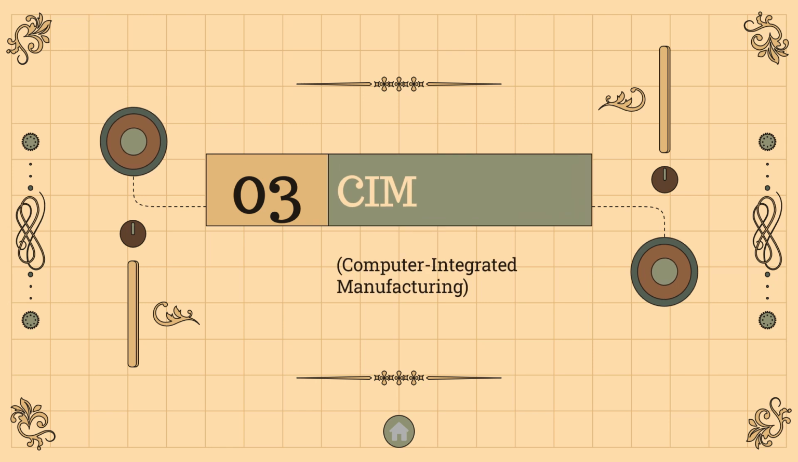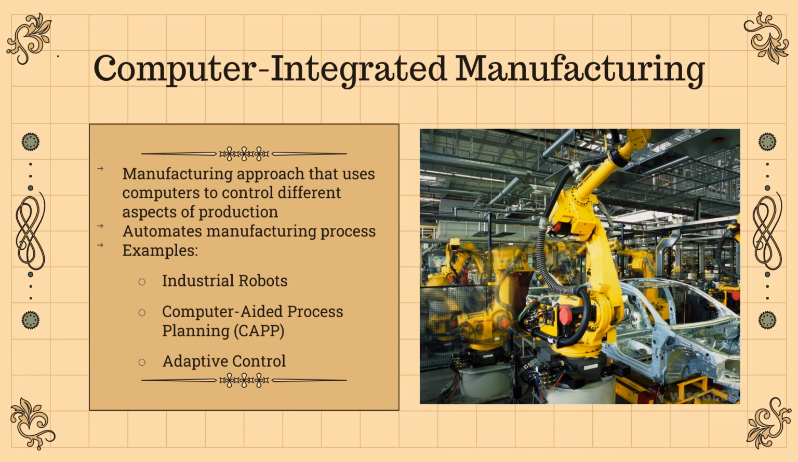The third topic I will be discussing is CIM, or Computer Integrated Manufacturing. CIM is a manufacturing approach that uses computers to control different aspects of production. It is important because it allows for the automation of manufacturing processes and also eliminates a lot of human error. Some examples are industrial robots that you see in the factories, computer-aided process planning, adaptive control, and many more.